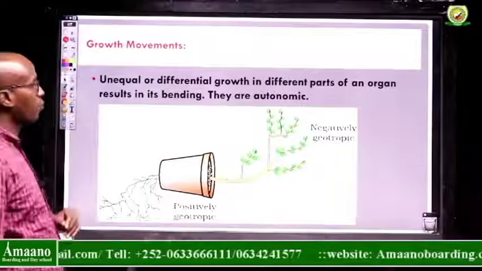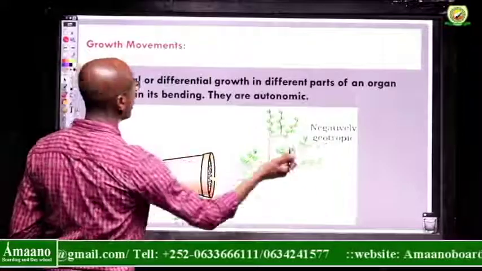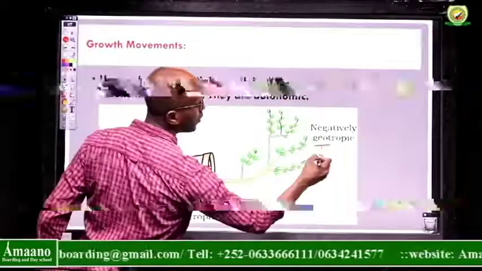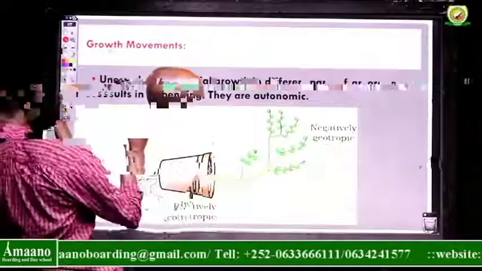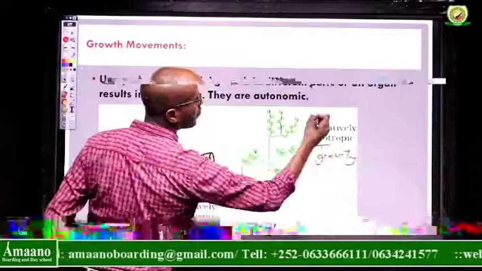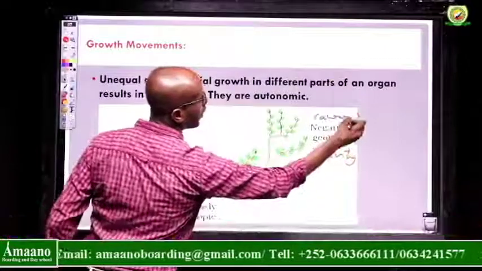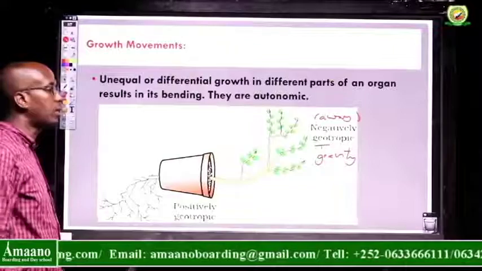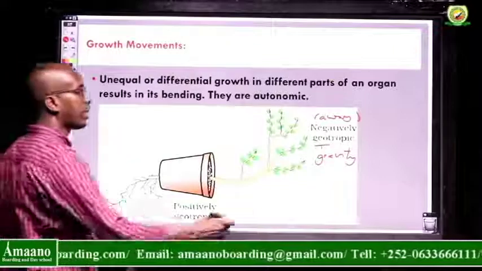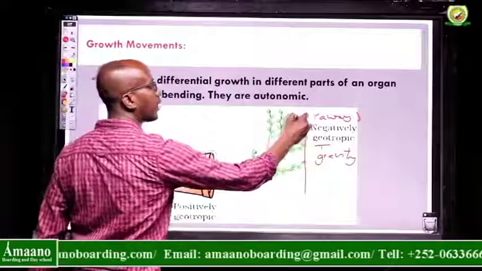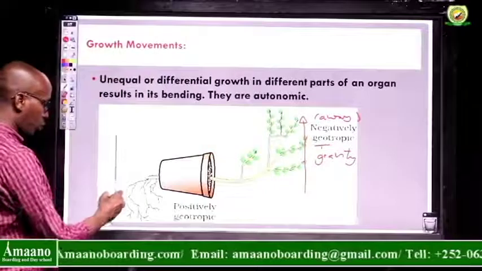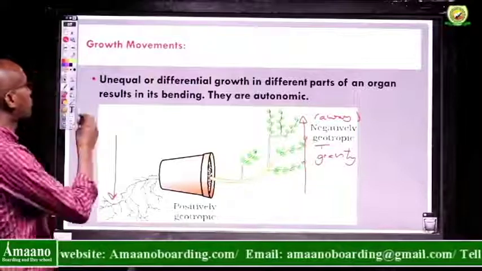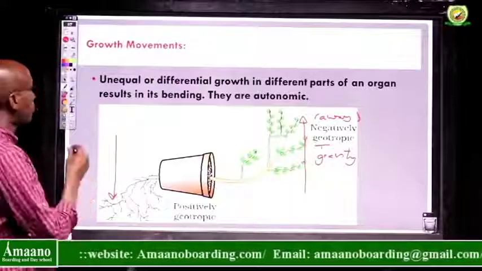This is called geotropic. The word geo means gravity. So negative here means away. You learned in Form 1: negatively geotropic means the shoot grows away from gravity, while roots grow towards gravity. Positive means what? Towards gravity. So these are growth movements.